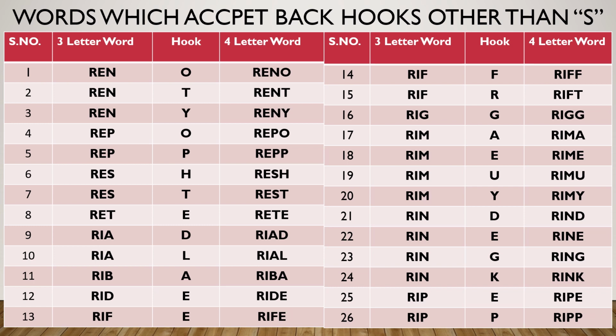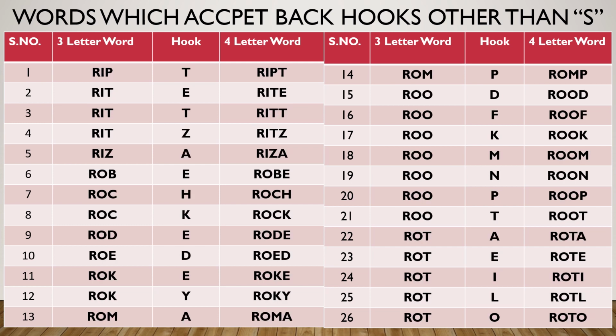On this slide, REN making RENO with O, RENY with Y, and REP making REPO with O and REPP with P. RES accepts H and T, making RESH with H and REST with T. This slide starts with the word RIP, making RIPT with T, and then RIT accepts E, T, and Z, making RITE, RITT, and RITZ. REZ accepts only A as a back hook, making REZA.